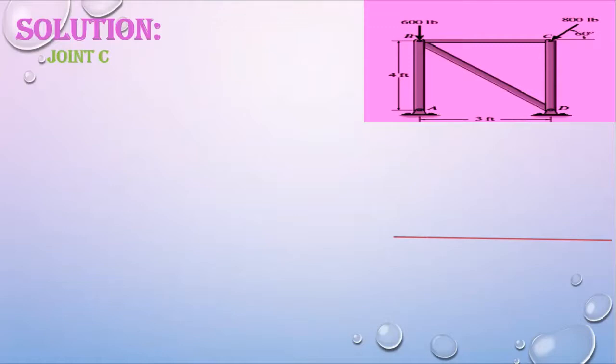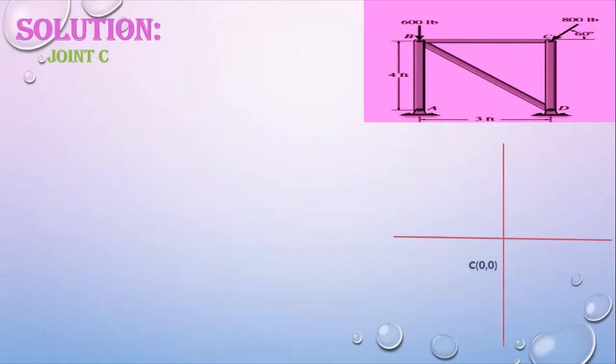So first of all, I am moving towards joint C, and I am going to analyze this truss structure by using the joint method. At joint C, how many forces are acting? There is one inclined force, so there are two components of the inclined force, and there are two member forces, FCB and FCD.